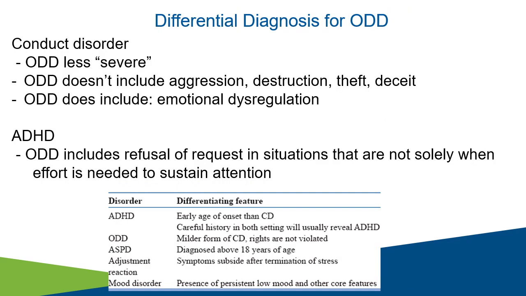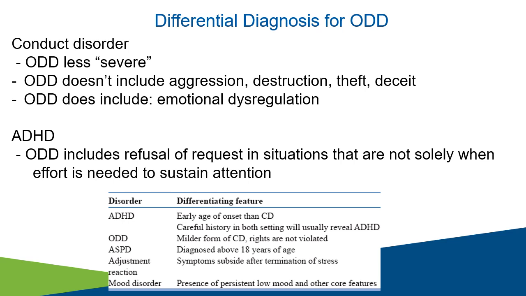Now, it's important to distinguish these disorders from one another. So to distinguish oppositional defiant disorder from conduct disorder, remember that in conduct disorder, these individuals are convicts. So the symptoms are going to be more severe. They're going to have more aggression, and this is going to be the opposite of oppositional defiant disorder.